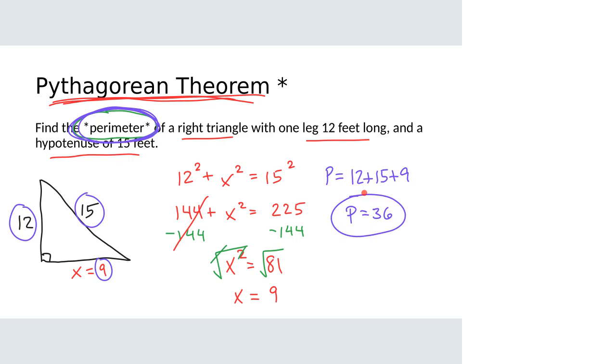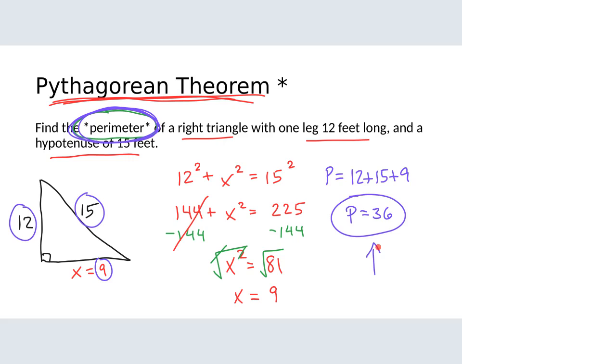Finding the 9 was great. And a lot of you did that and put it as your answer. That was a really important part of the process here. But what we were asked for was the perimeter. So we had a little bit more work to do to find out that 36 was the perimeter of that triangle. Let me know if you have questions on that. Otherwise, we'll move forward into our trigonometry part.